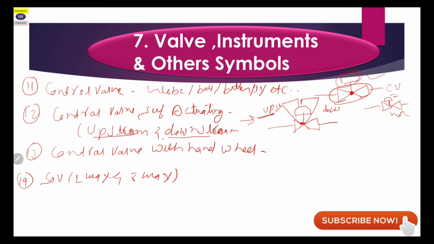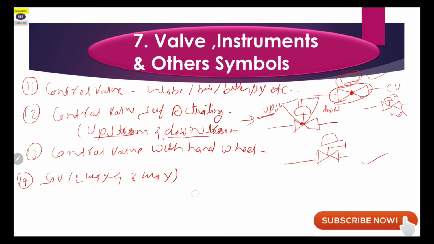Now talk about the control walls with hand wheel. So what are the P&ID symbols? We will see control wall with hand wheel. So you have to just draw your gate wall, control wall, and that's just simple. Provide this type of symbol, and it is called the control wall with hand wheel.